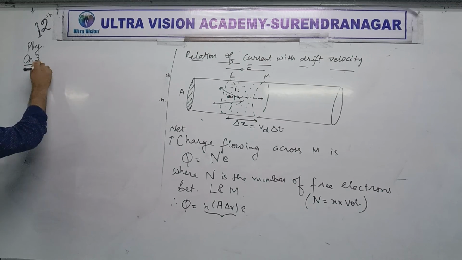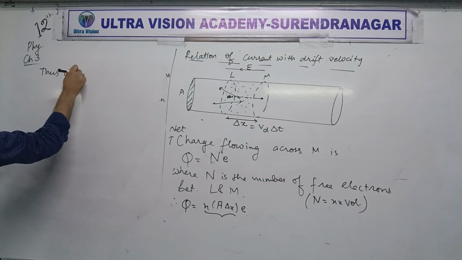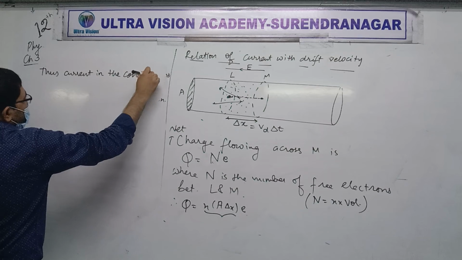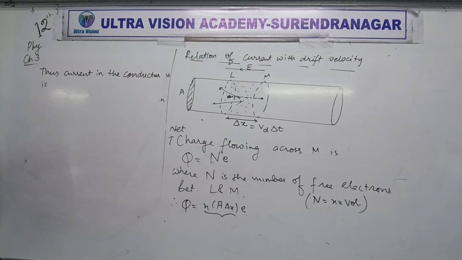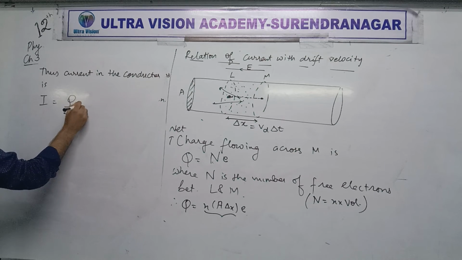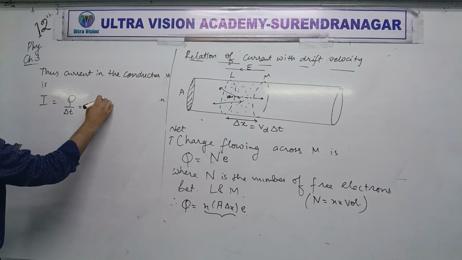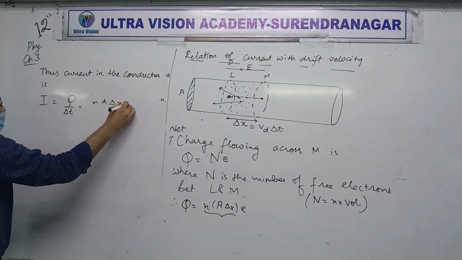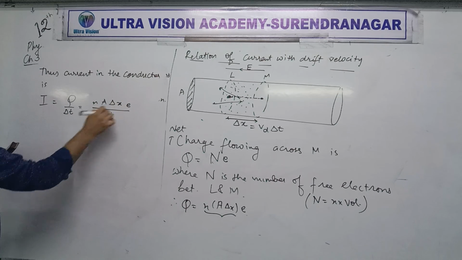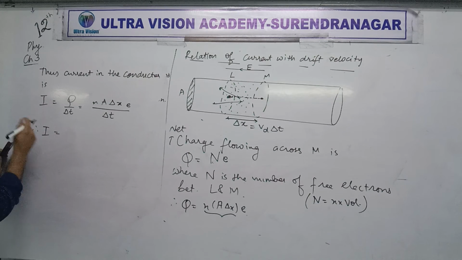So we can write the current in the conductor is I is equal to q by delta t. What's that equal to? N A delta x into E upon delta t. What is delta x upon delta t? Vd. Yes or no? Sure.